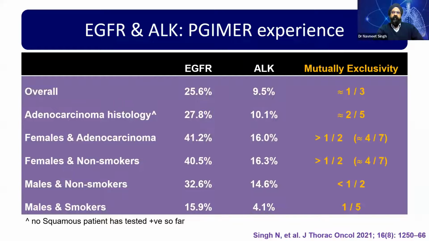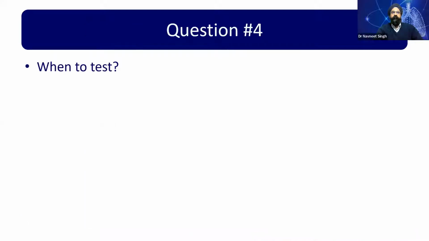So believing that these are mutually exclusive for most purposes, you can see overall approximately 1 in 3 patients should have a targetable oncogenic driver amongst EGFR and ALK. Adenocarcinoma 2:5, female adenos or female non-smokers more than half, and male non-smokers reaching close to 50%. Male smokers, still 1 in 5 would be able to get the benefit of targeted therapy.